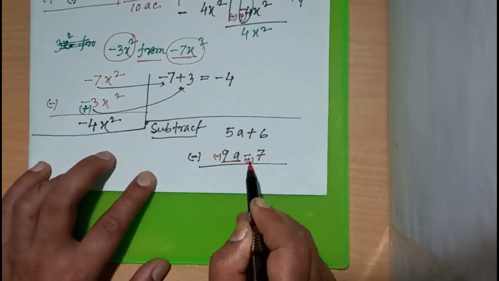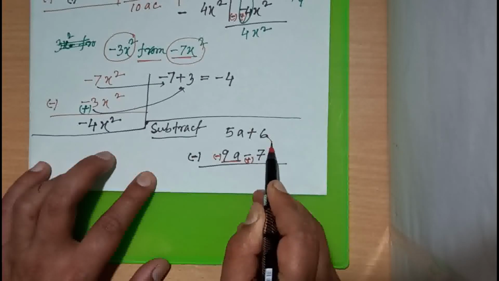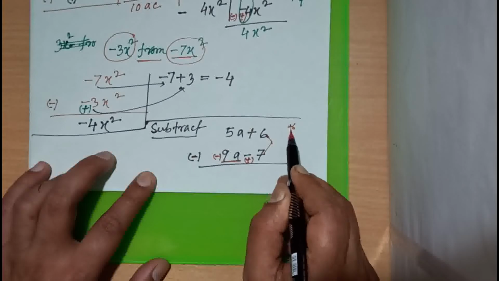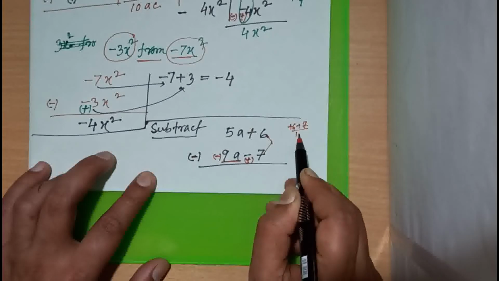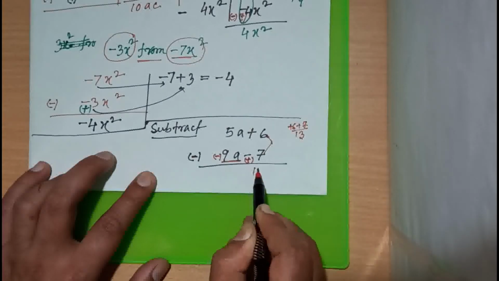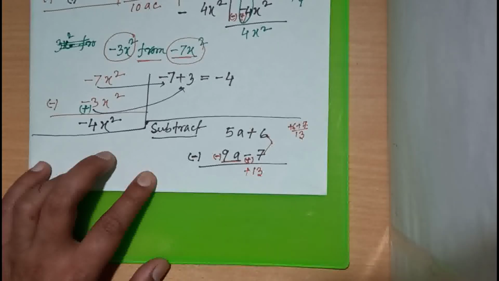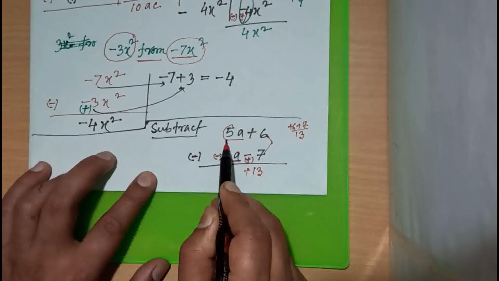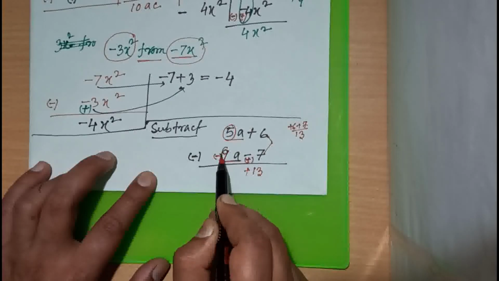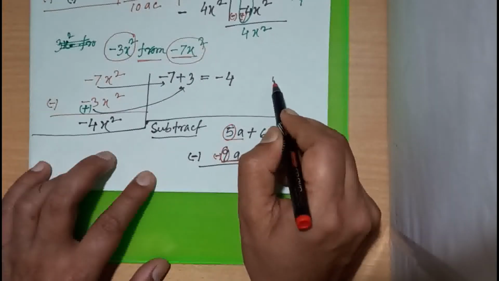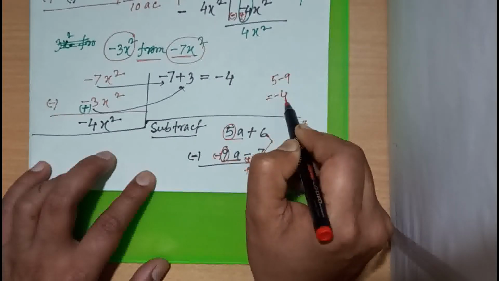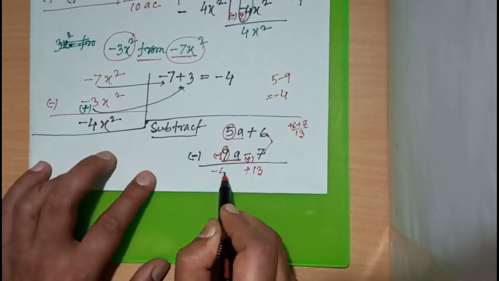Now you see, positive 6, positive 7, both are positive. Positive 6 and positive 7 will give you 13. So this is your positive 13. And then this one is positive 5 and this one is negative 9. Both are like terms, so positive 5, negative 9 will give you negative 4. So the answer will be negative 4a. This is the answer.